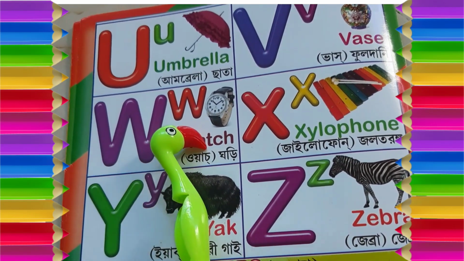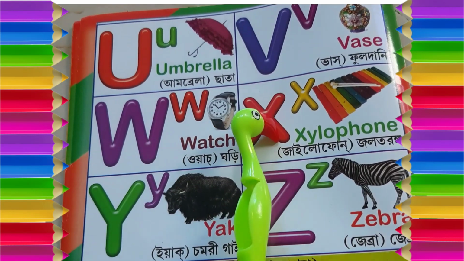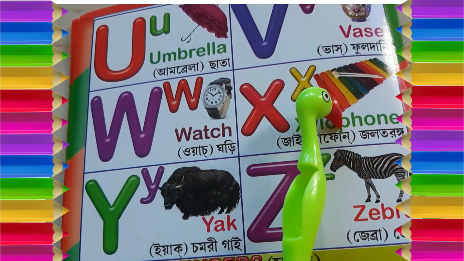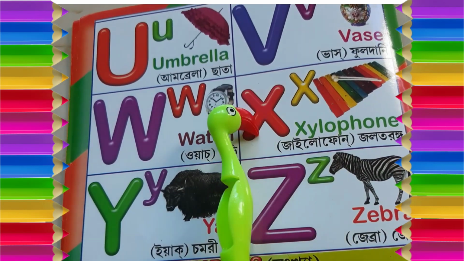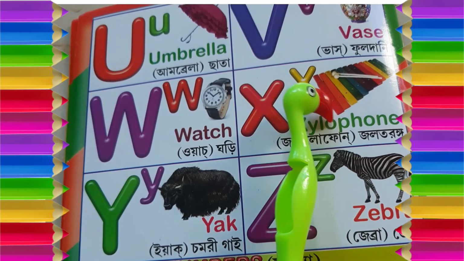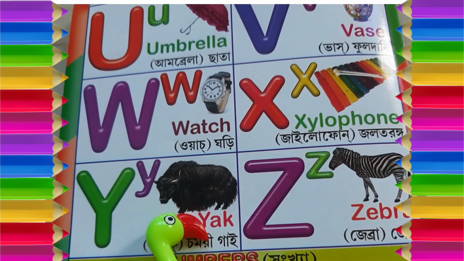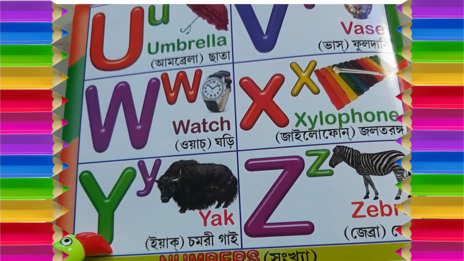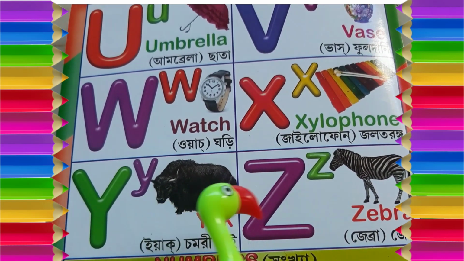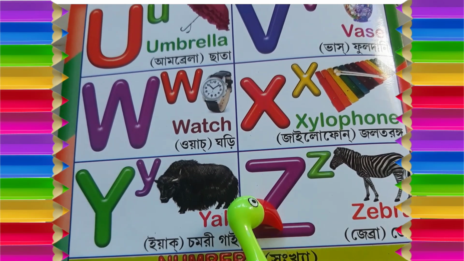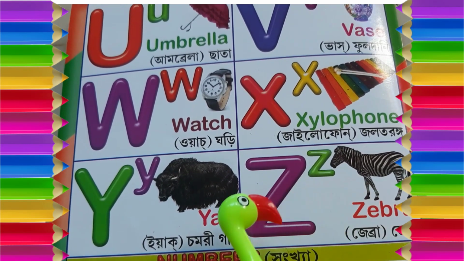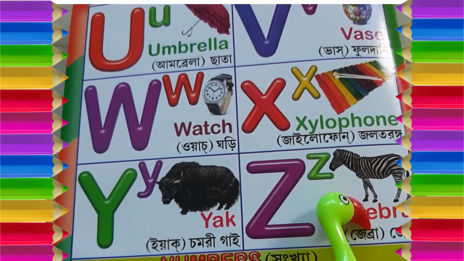X. X for xylophone. Y. Y for yak. Z. Z for zebra.